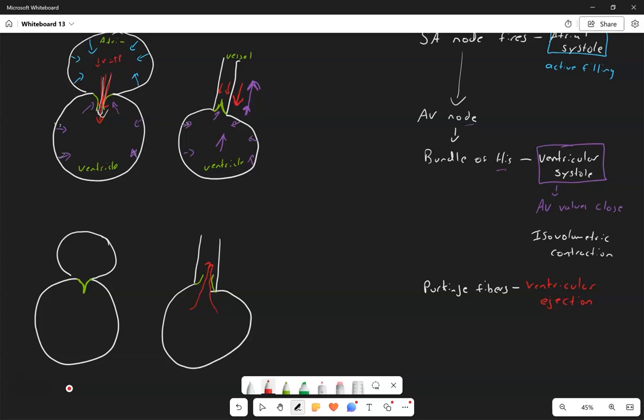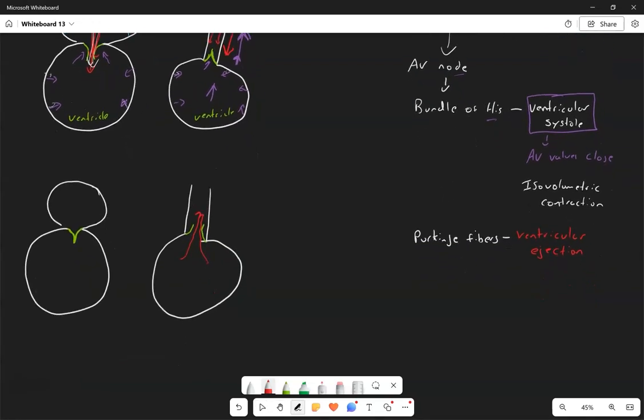Then that signal is going to be lost, and we're going to enter what we call ventricular diastole. So what's going to happen now is that these ventricles are eventually going to start to relax.